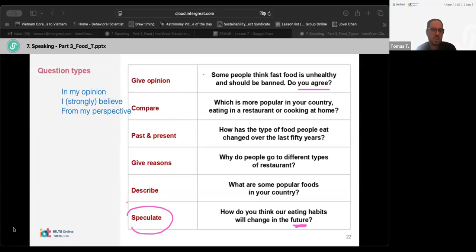Okay, next one, past or present. How has the type of food people eat changed? And the key to this question is to use the correct tense. So if we look at the beginning and the verb, what tense is this? Is it past simple, present perfect, past perfect, or is it present simple? Let me give you those options again in the chat box. You guys can choose. I gave you 4 options. What do you think, guys? Which tense should I use in my answer?